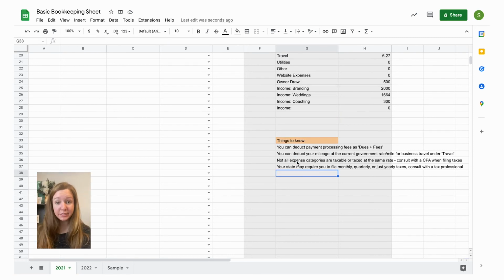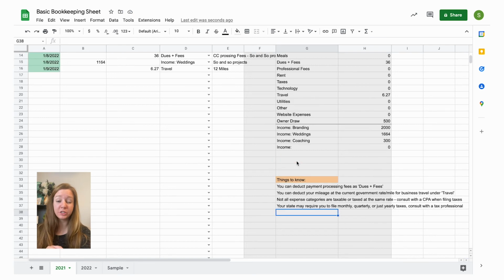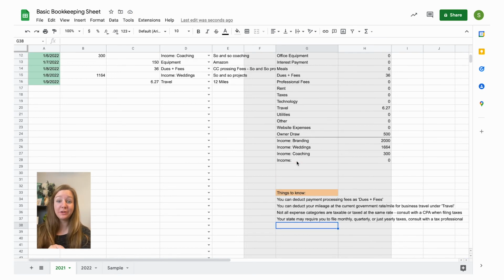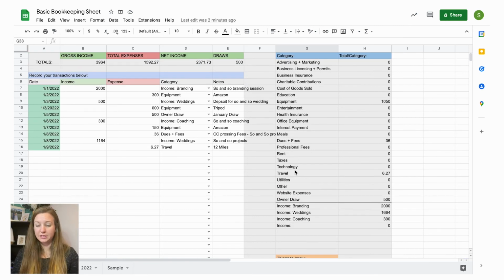And the last thing I want to tell you about is something called the cost of goods sold, which is basically when you're selling a product or you have to purchase something to be able to deliver it to the client. Your wholesale cost of that product is tax deductible. So I'm going to show you how to do that. This one goes for a lot of service-based businesses who have to purchase things to then resell.